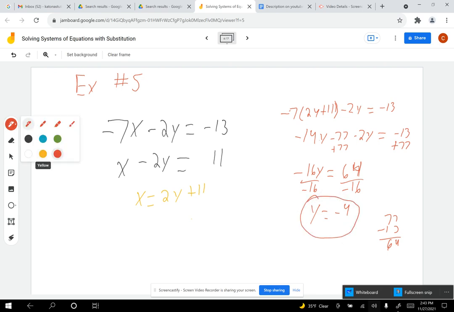Now again, we cannot plug this into the made-up equation, the manipulated equation. We're going to plug it into one of the original equations. Let's plug it into the bottom one. So x minus 2 times negative 4 equals 11. Negative 2 times negative 4 is 8. x plus 8.